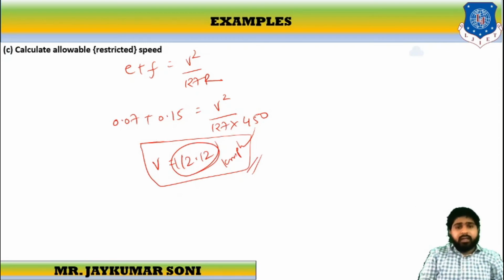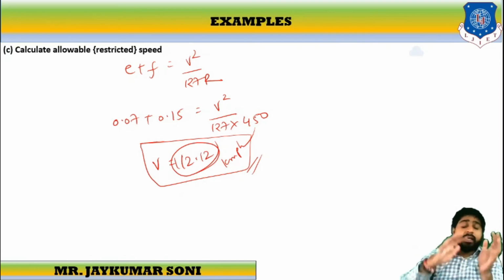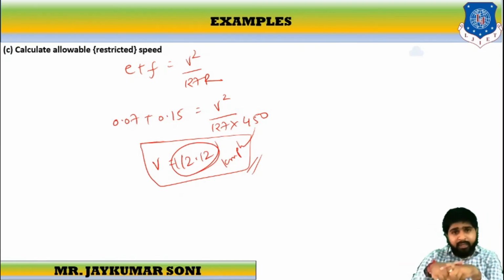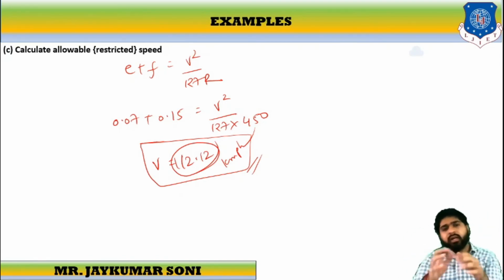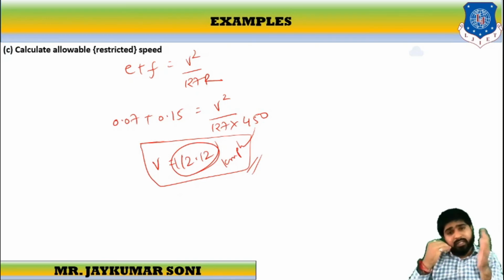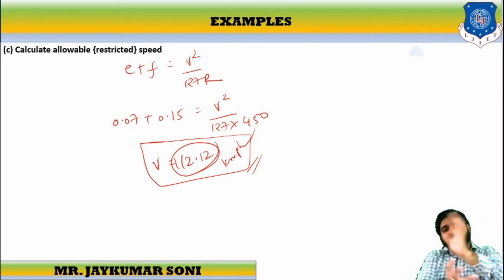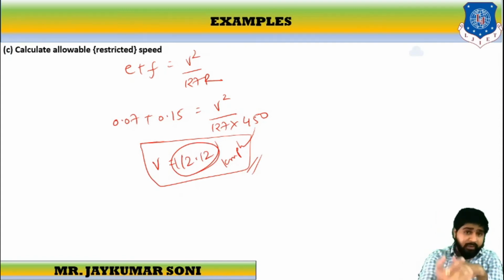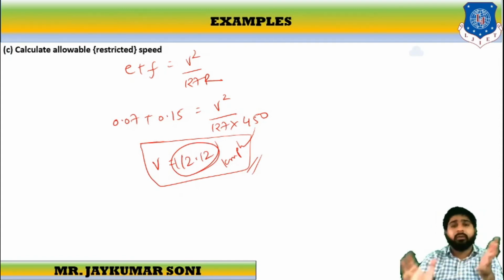What we have done till date is, first of all, we have considered the equation of E is equal to V square by 225R. Then it was not less than 0.07. So we have switched towards E plus F is equal to V square by 127R. We can also choose E plus F is equal to V square by gR. But if we are choosing V square by gR, then we have to convert kmph into meter per second. But if we are choosing V square by 127R, then we do not need to convert that value.